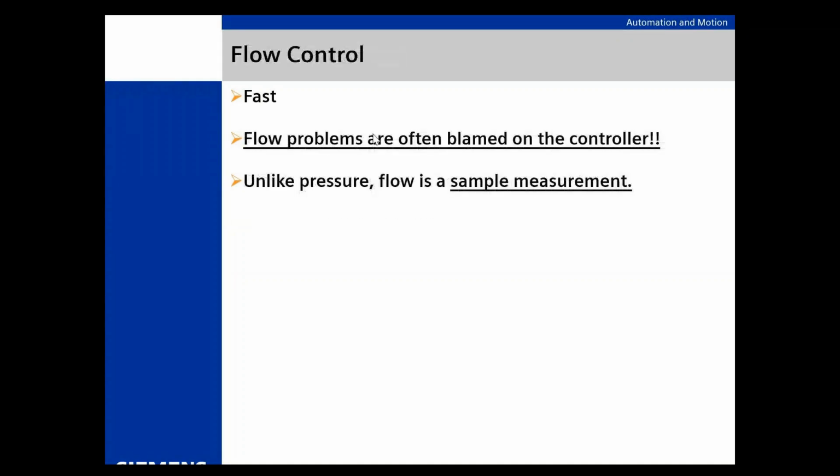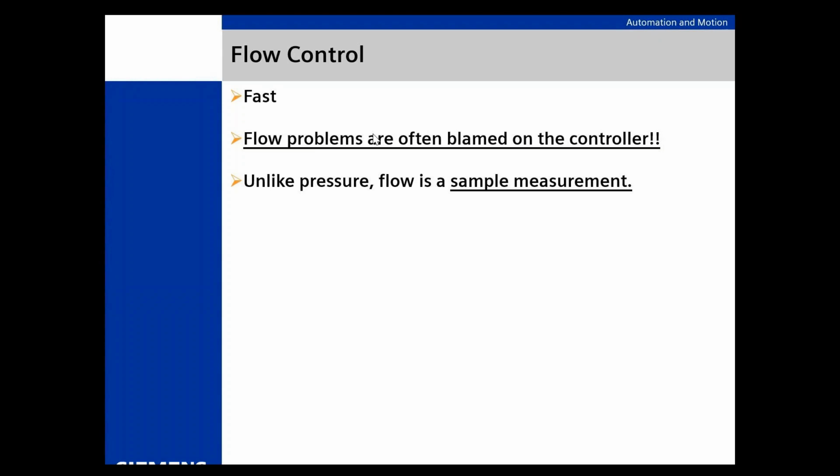All right. Flow, again, fast, real fast. Now, I'm going to make a couple statements here that might not be appreciated, but it's truth, it hurts. Flow problems tend to always be, more than anything, blamed on the controller. Okay, we can't control this flow. Your controller is no good. It won't do this, it won't do that. Whoa, hang on. Valve's too big, pump's too big. Where are you measuring this flow?